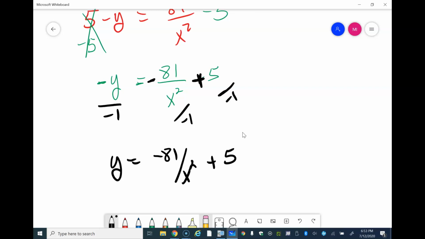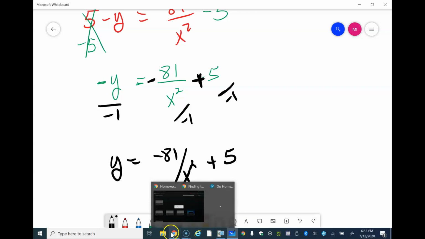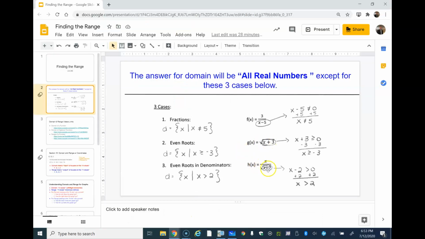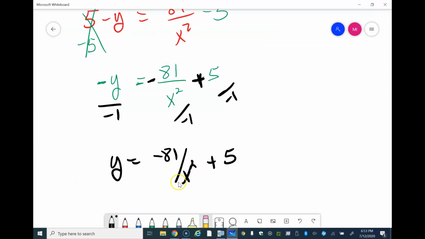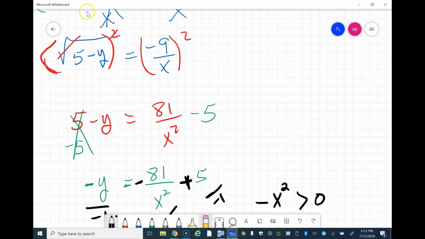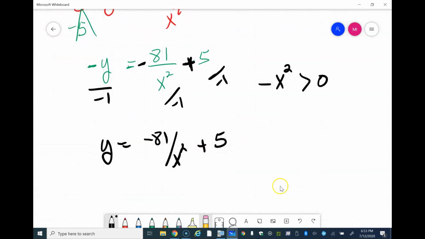Now again, this here is a fraction. I'm not necessarily concerned about negative 81 over 5 when I find the domain. That doesn't concern me, going back to my slide, because all I'm really focusing on is what's in the denominator. So for this particular one, I'm just focused on this x squared, and you have to keep the negative with it. So we do the whole negative x squared. And remember, it has to be greater than 0, because we were working with a square root before, so we have to keep that positive.